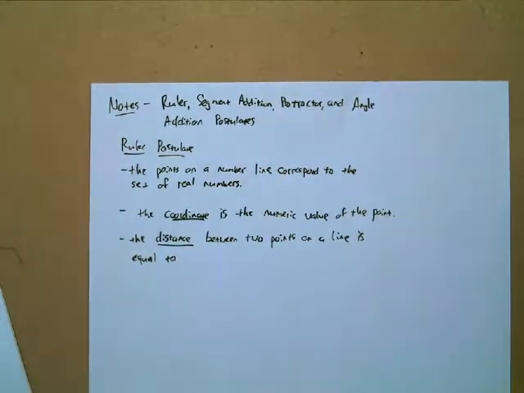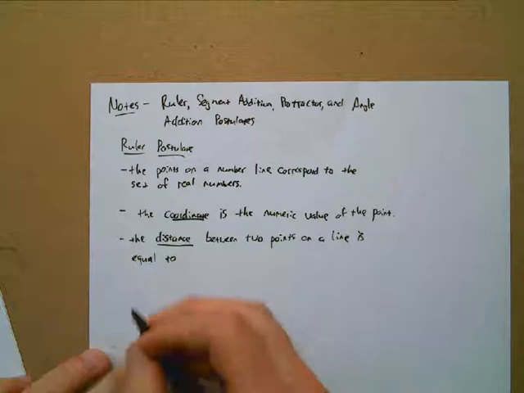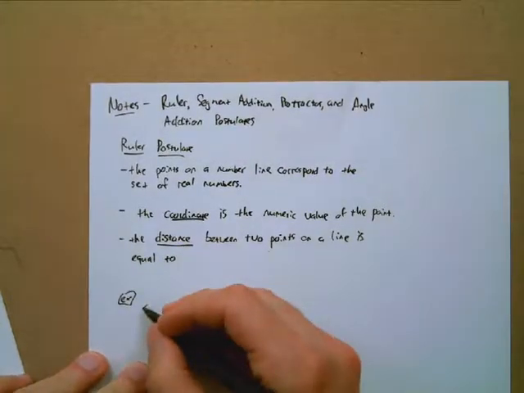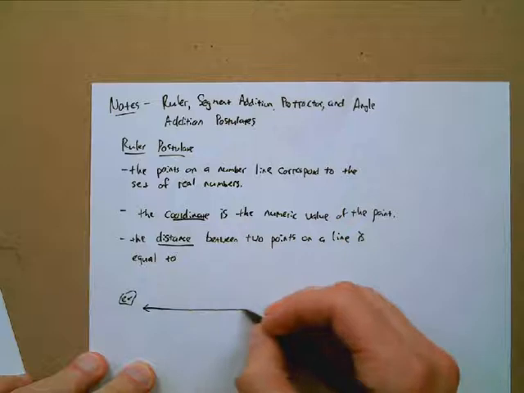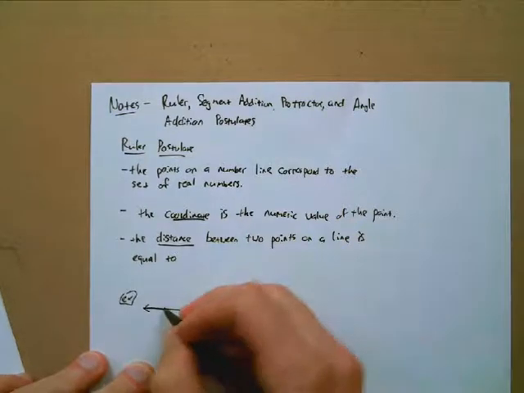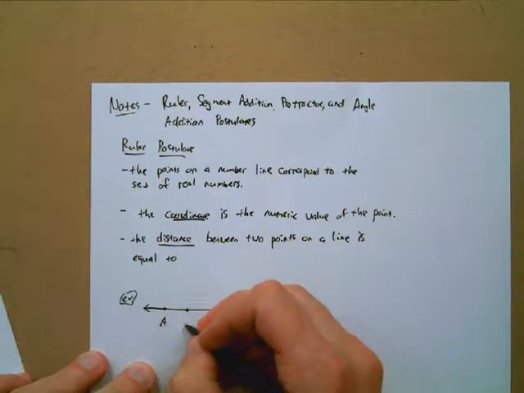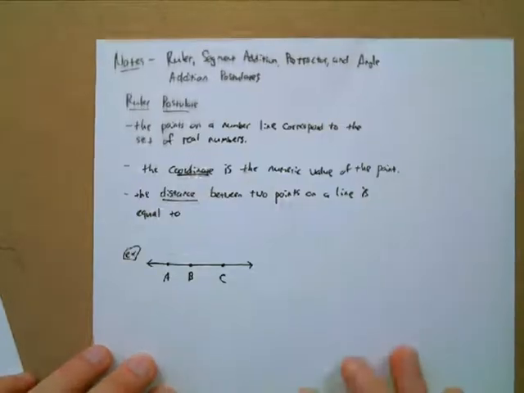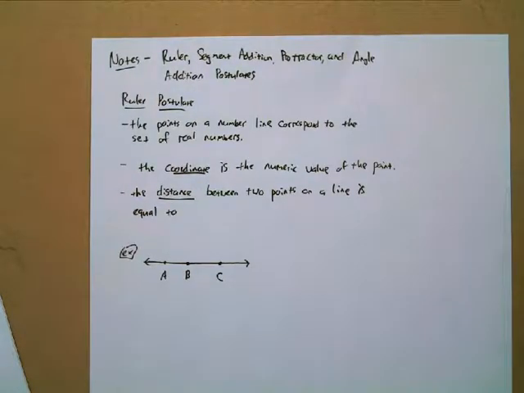So I'll make a number line here with points A, B, and C on it. I'll put a line, I guess I should say, sorry. And I'll give them values. We'll say A has the value of 5, B has the value of 12, C has the value of 19. And this is not drawn to scale necessarily. Okay.